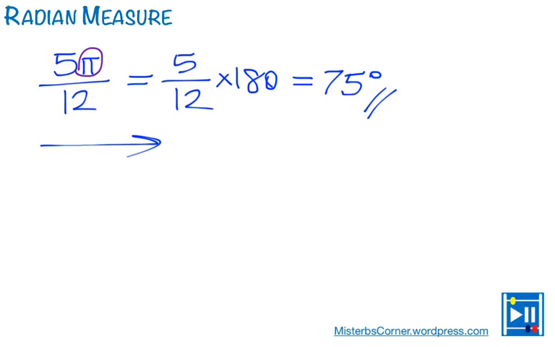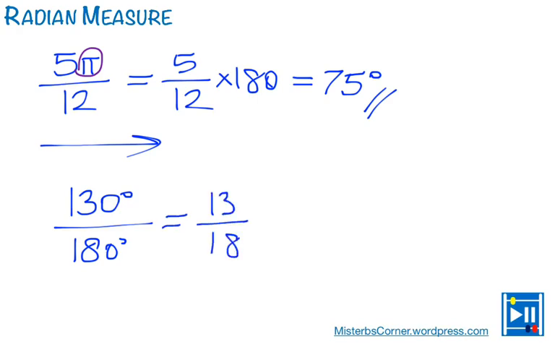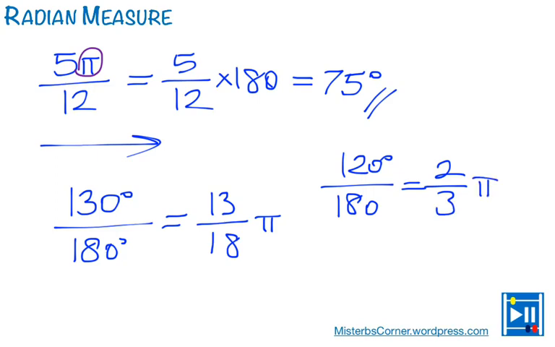When you're converting from degrees to radians, let's say we have 130 degrees. Well, make a comparison with 180 degrees at all times. So this will basically give you 13 over 18 in the simplest form. So we're talking about 13 over 18 pi radians, right? Or if you'd like, you could go like 120 degrees. So just divide by 180, you'll have 2/3 of a pi, right? So this is the radian measure.